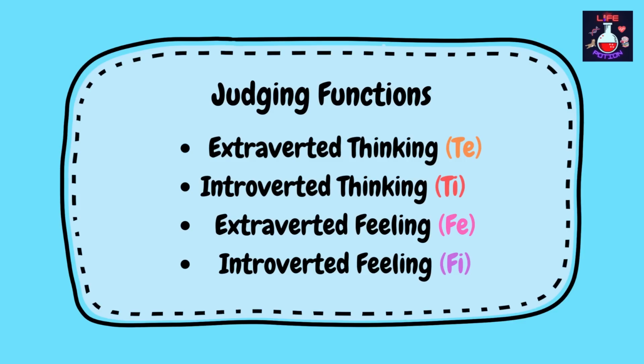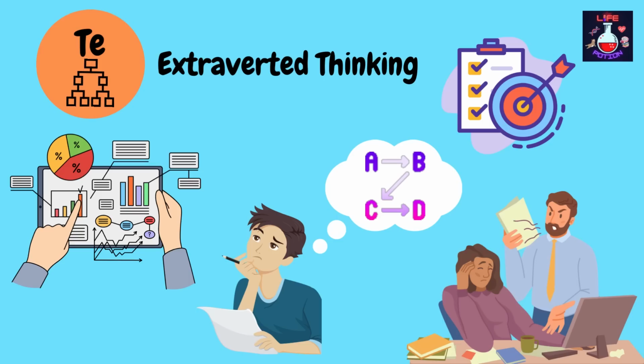Now, let's move on to the judging functions. These functions are utilized for decision making. These are your judging functions: extrovert thinking, TE; introverted thinking, TI; extrovert feeling, FE; introverted feeling, FI. Extroverted thinking is making decisions about the external world using objective facts and logic, keeping emotions aside. This role focuses on categorizing and organizing the environment and people, which results in a good aptitude for leadership.